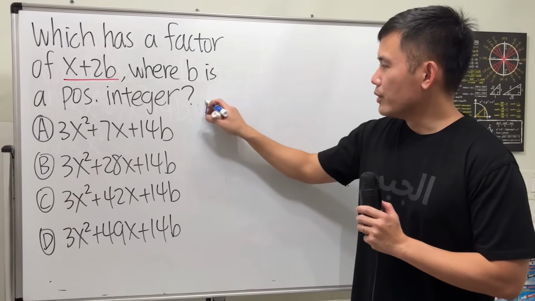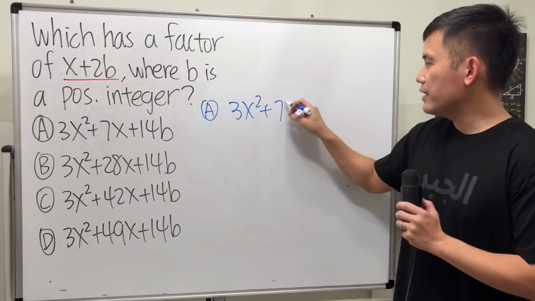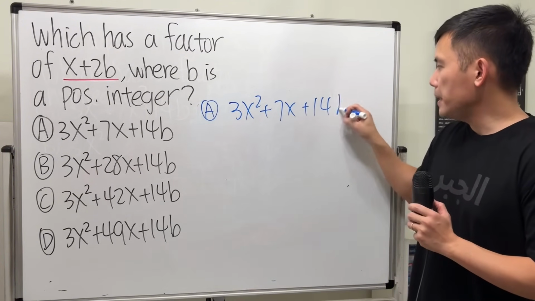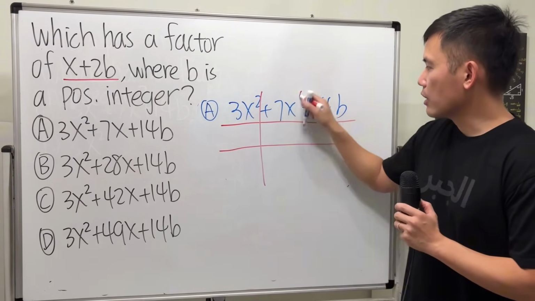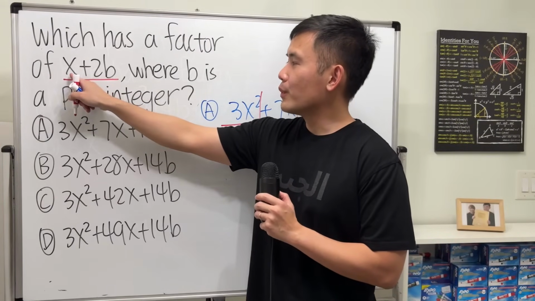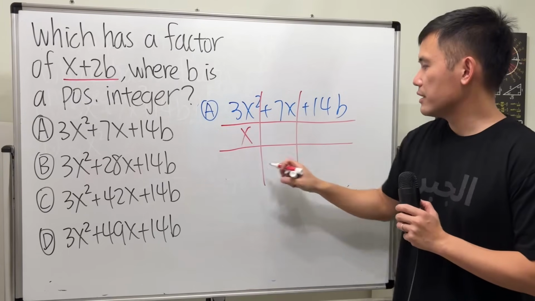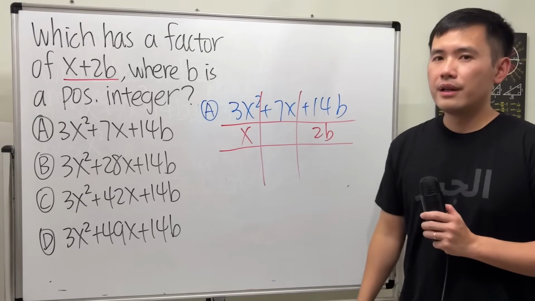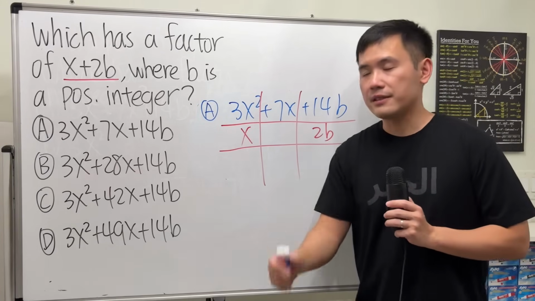Let me show you A, for example. 3x squared plus 7x plus 14b. I factor it with the tic-tac-toe method, like so. And because we're trying to have x plus 2b, that means I better have x here and 2b here, because if you go across, that will be the first factor.